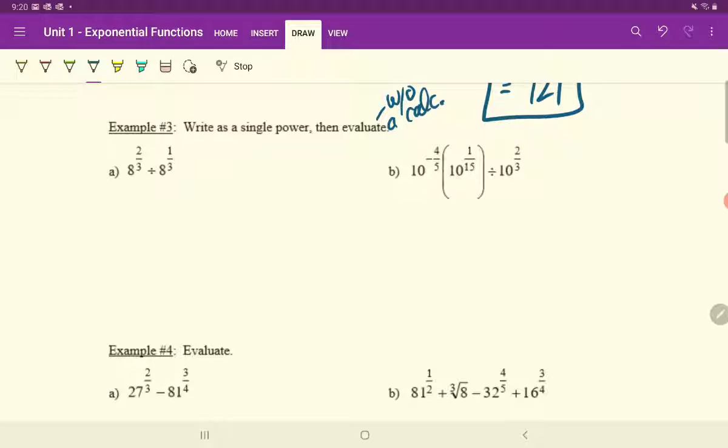So let's write this as a single power first. We have the same base, we have 2 8s here, and we're dividing the same base. So back to our exponent laws, what can we do with the fractions? Write it as a single 8 and then subtract the exponents. So 2/3 minus 1/3. We're dividing the same base so you can subtract the exponents. What does that end up equaling? What's 2/3 minus 1/3? Well, they're already common denominators, so we can just subtract 2 minus 1, and we get 1/3.